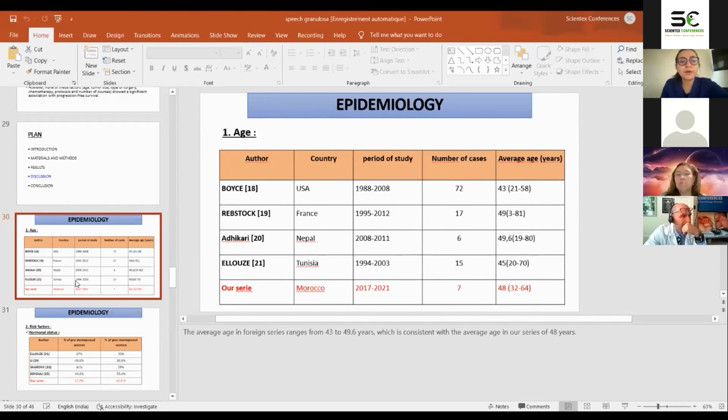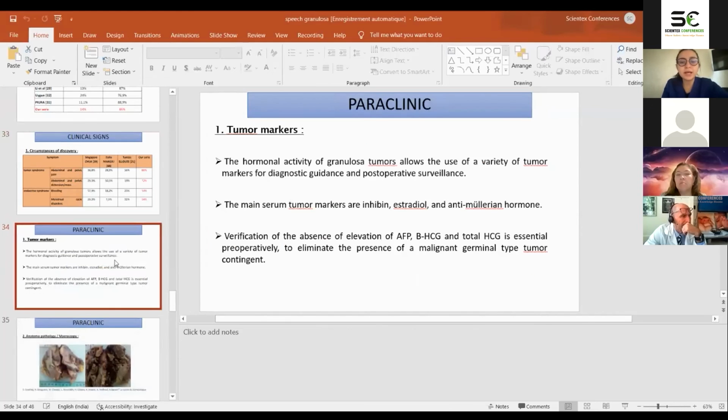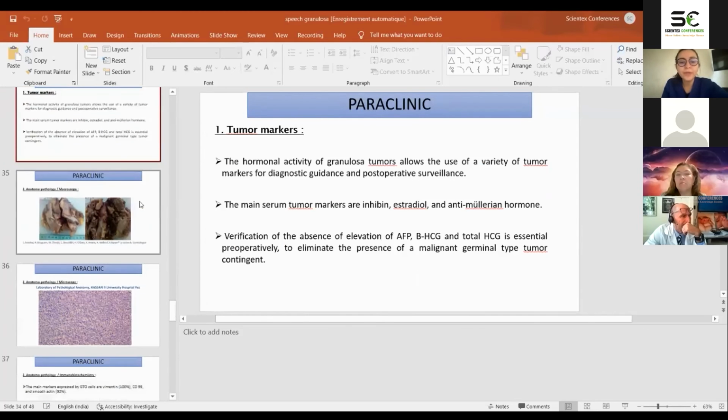Concerning the tumor markers, the hormonal activity of granulosa tumors allows the use of a variety of tumor markers for diagnosis guidance and postoperative surveillance. The main serum tumor markers are inhibin, estradiol, and anti-Mullerian hormone. Verification of the absence of elevation of AFP, beta-HCG, and total HCG is essential preoperatively to eliminate the presence of malignant germinal type tumor contingents.